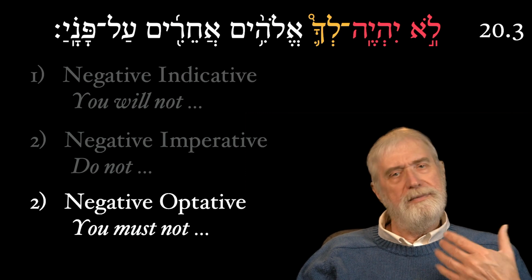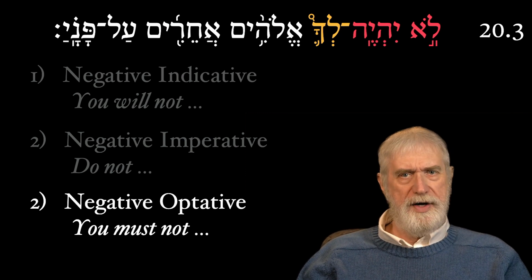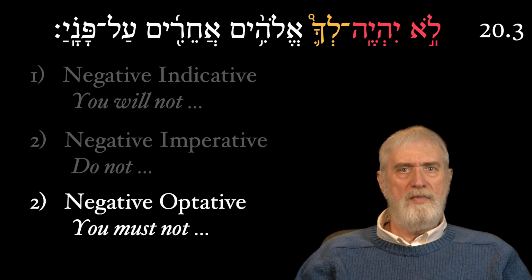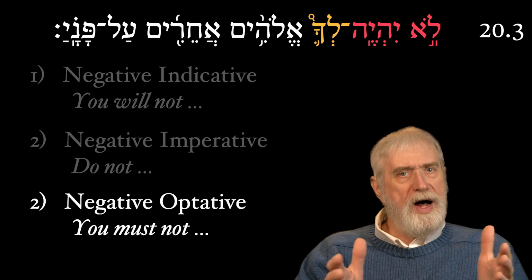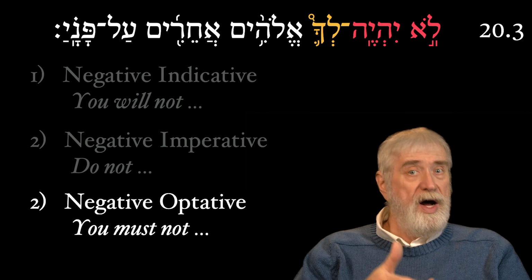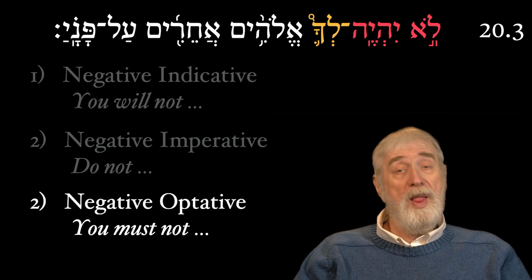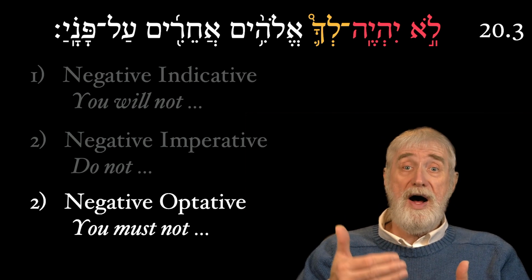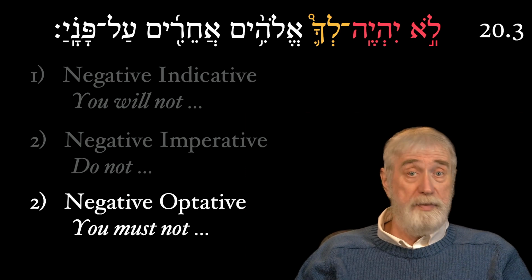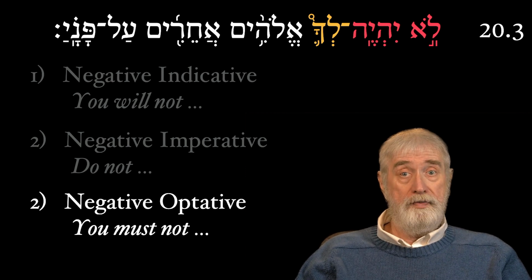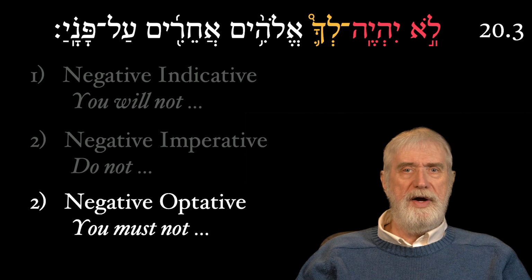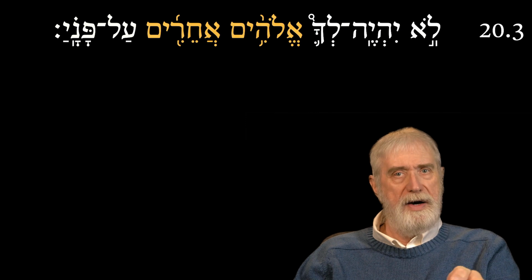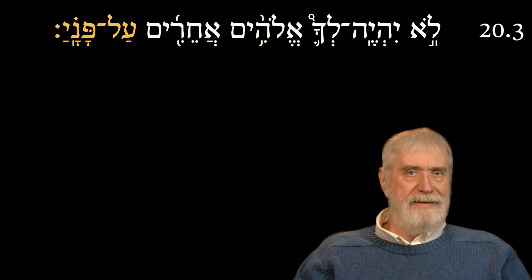In this case, I'd take it as a prohibitional sentence. You must not have other gods. In either case, the broader context makes it clear that this and all the instructions that follow are the principles that undergird the relationship that God intends to formalize with his people in the covenant. So I would be inclined to read this as, you must not have other gods, Elohim, Acherim, al panai.